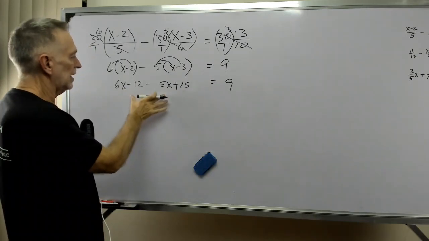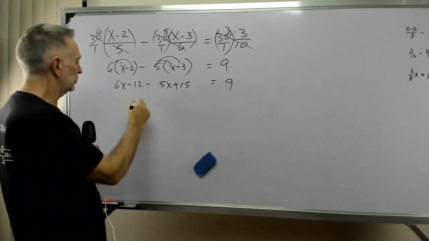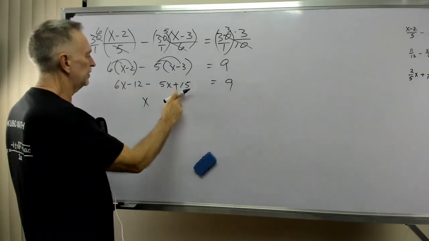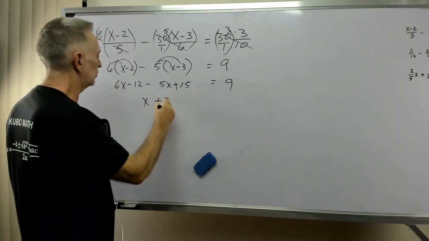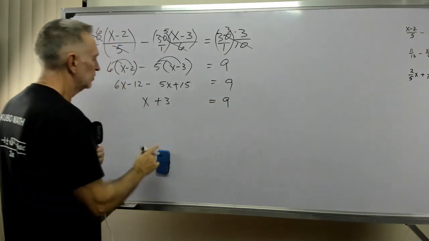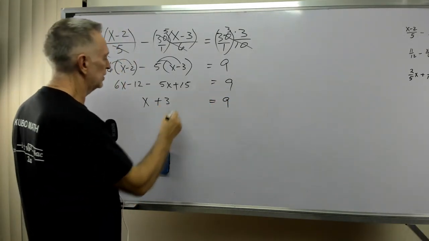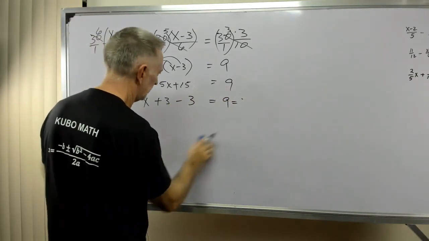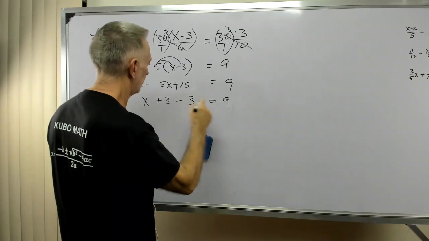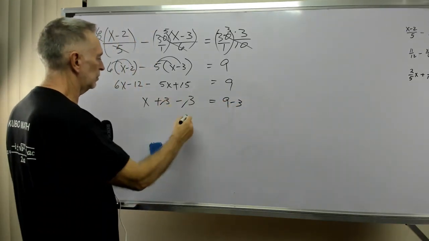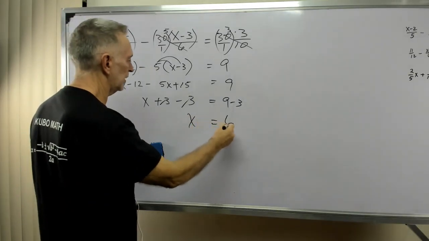6x minus 5x, I can simplify here, so I have x. A negative 12 plus 15 gives me a positive 3. Okay, so now x plus 3 equals 9. I'm going to subtract 3 from both sides. Oops, minus 3. So positive 3 minus 3, those cancel. x equals 6.